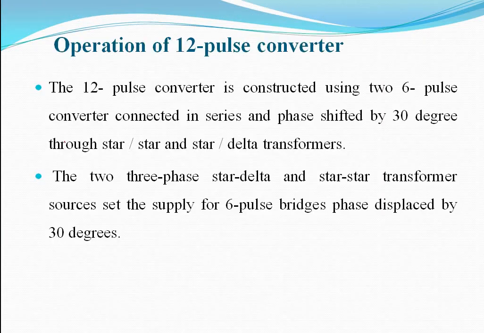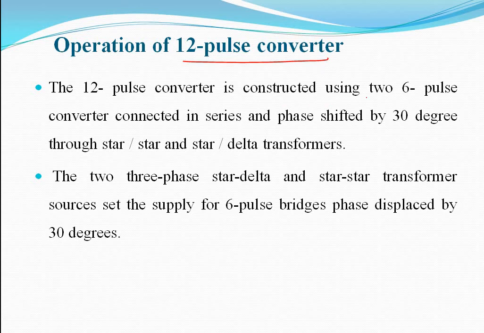Okay. So, operation of the 12 pulse converter. The 12 pulse converter is constructed using two 6 pulse converters. Before that, why do we step into the 12 pulse converter? We also have 24 pulse converters. If you go for a higher number of pulses, the output voltage will be smoother. If you increase the number of pulses, you can reduce the harmonics, and at the same time you will get a constant, pure DC voltage.